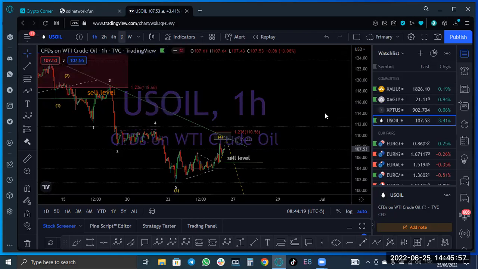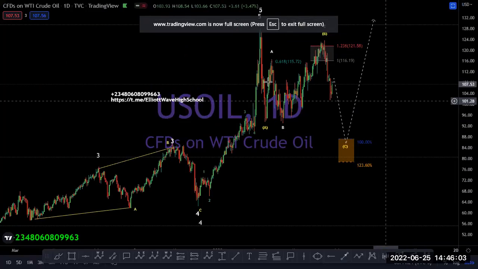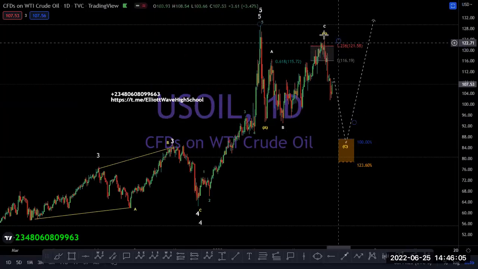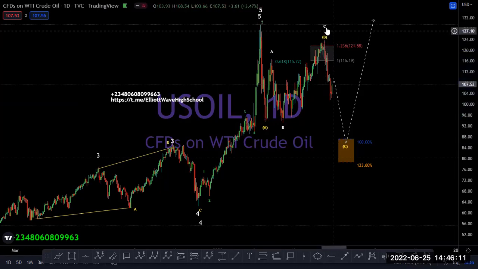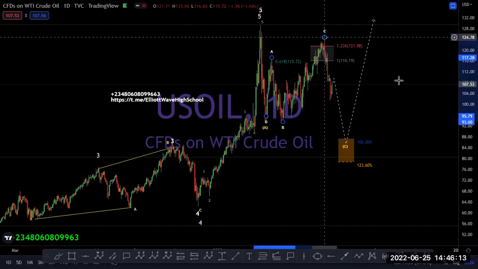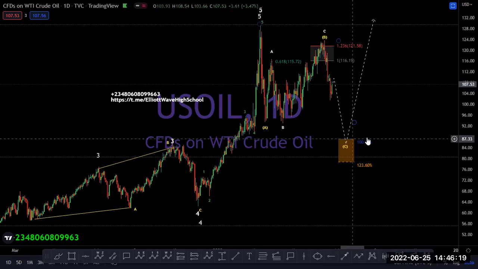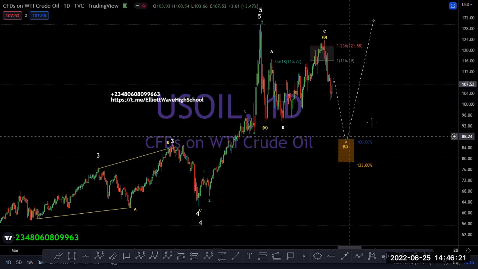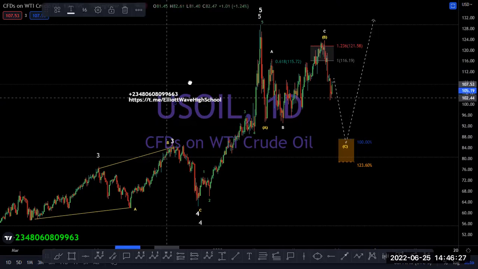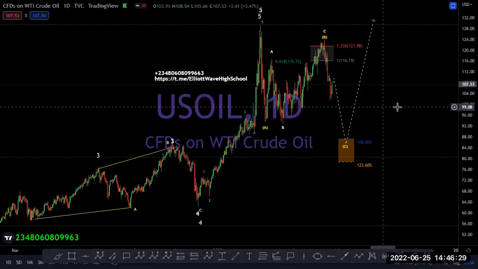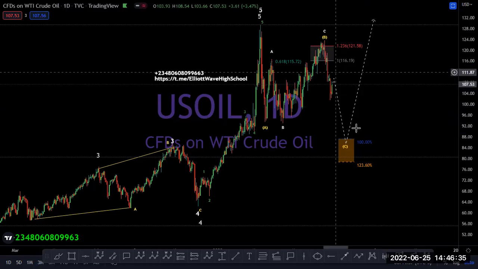Oil, this is what we're looking for. A, B, C. Remember, this B gave us a tough time. So now wave C is ongoing. Will this C complete? I don't know. What I say I don't know is that because of the crisis or war going on in Russia, Ukraine, it affects the price of oil. So it may or may not complete.